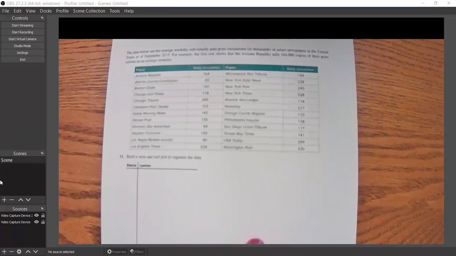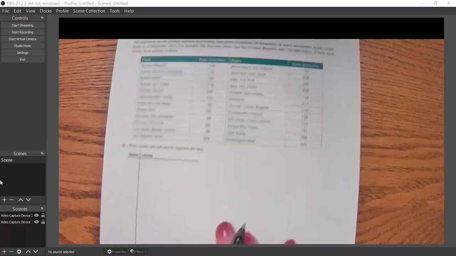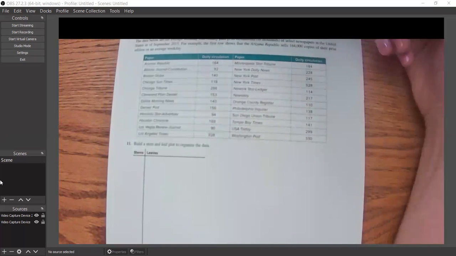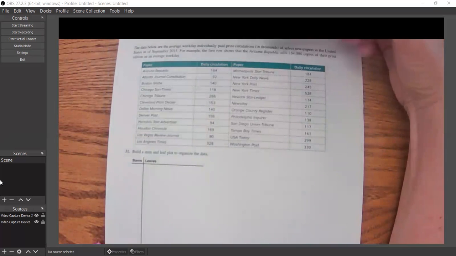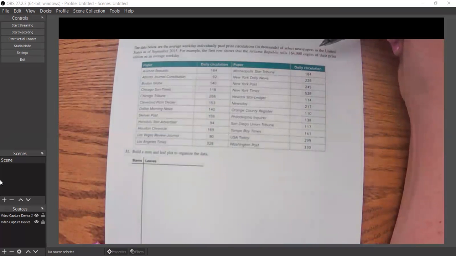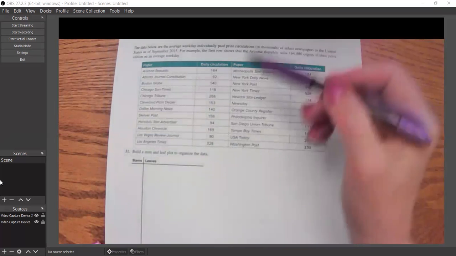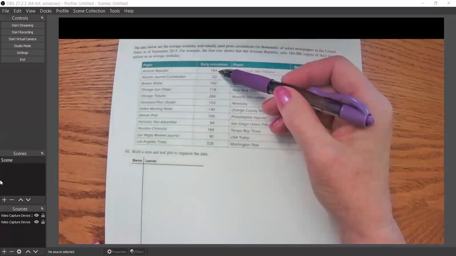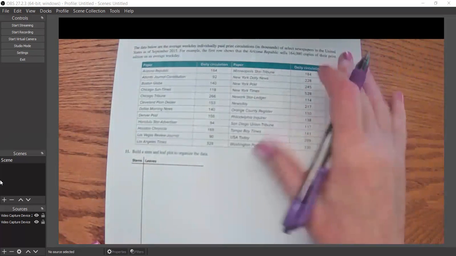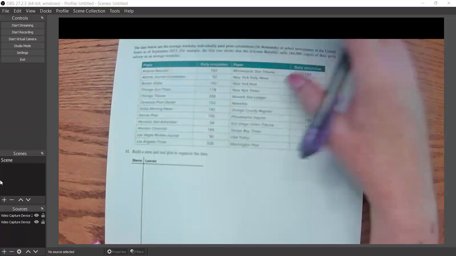How about creating one? Here they're asking us to build a stem and leaf plot to organize all of this data. What does this data represent? This data is the average weekly individually paid print circulation in thousands. Weekday circulation in thousands. So this would be 164,000 subscriptions to the Arizona Republic. This would be 94,000 print in circulation, 94,000 as advertised in September of 2015.